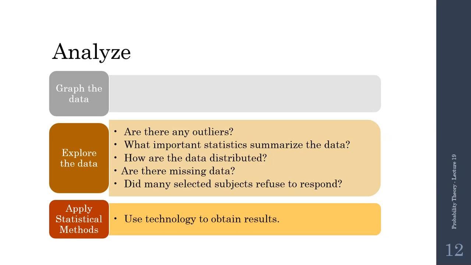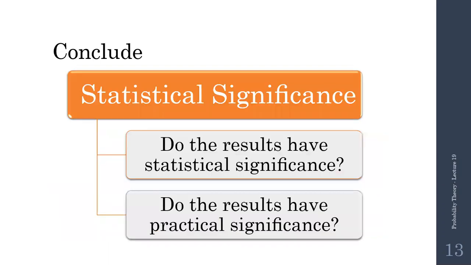Then we use technology to obtain results, which we apply statistical methods. We have to use some technologies like the stat disk or stat Excel or other type of computer programs to get the results. And we conclude statistical significance. There are two types of significance of the statistics. The first one, do the results have statistical significance? The next, do the results have practical significance? The first one and the second one.